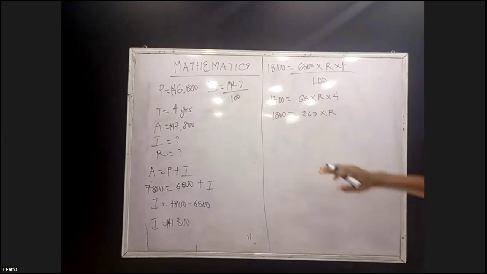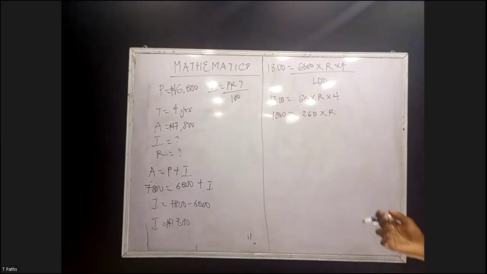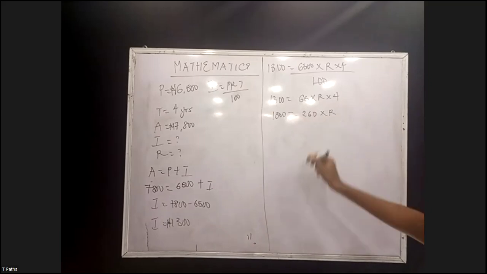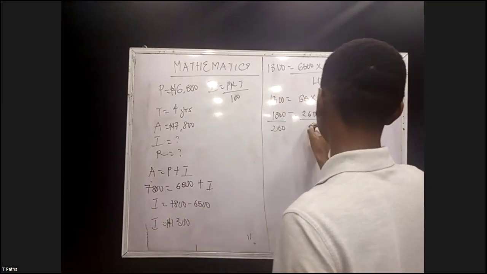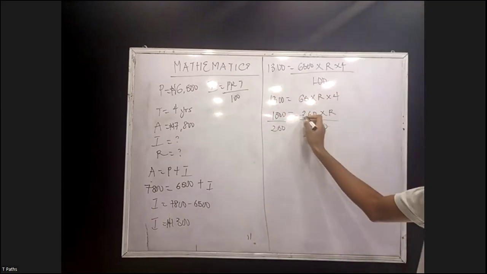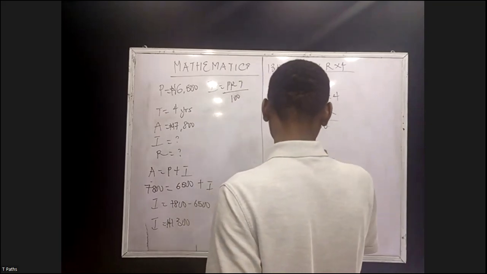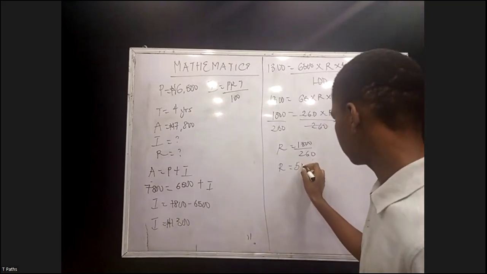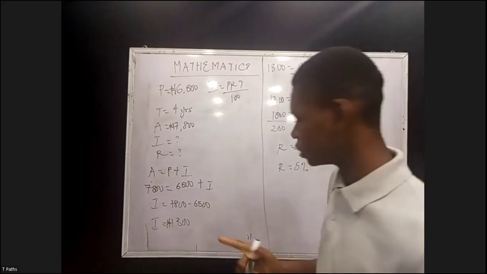Now, for me to get the value of R, what am I going to do? I'm going to divide through by 260. Why am I dividing through by 260? Because I want to take out this coefficient of R. So I'll divide by 260 on both sides. This 260 cancels this 260, and I'll have R is equal to 1,300 over 260. If I divide this, I should get 5. So my R is 5%. All right, I have my R as 5%, but this is not where we are going in the question.